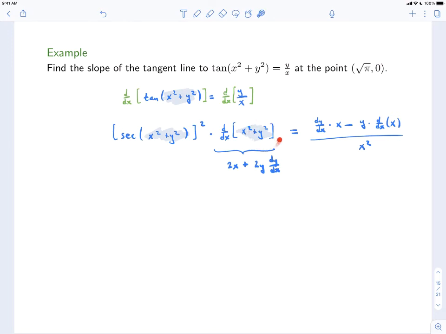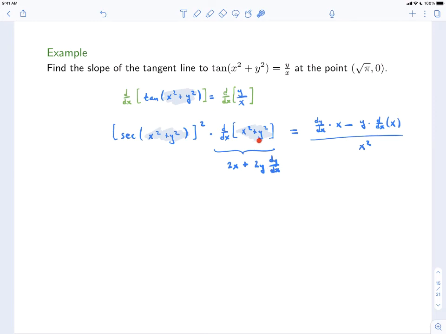This is y to a power, y squared. So if you're differentiating something to a power, you use the power rule. The derivative of something squared is 2 times that thing. But we don't know what y is as a function of x, so you have to multiply by dy/dx. That's the derivative of the inside.